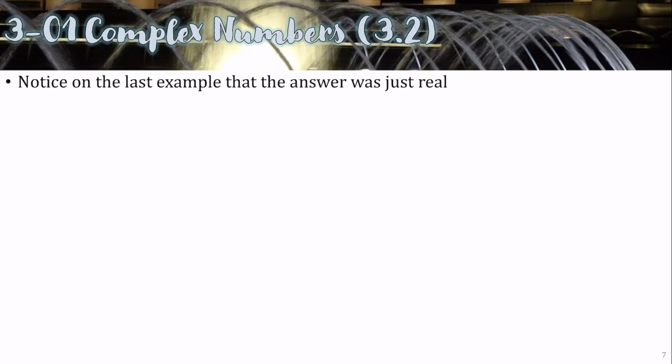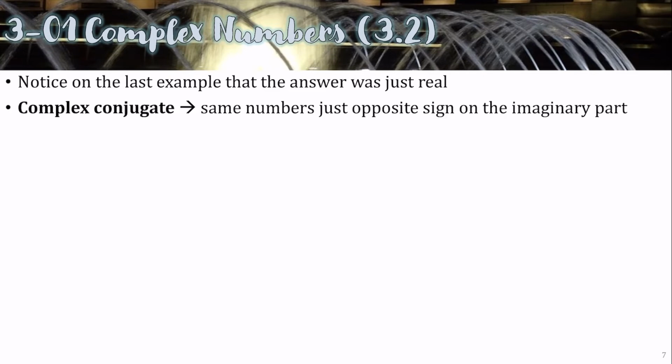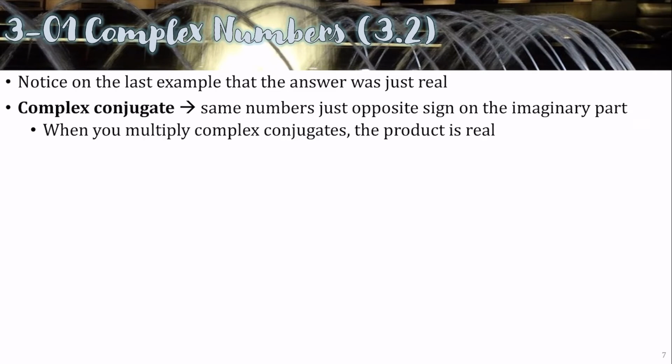All right, in that last example, the answer was just real. It was just a 5. Those were complex conjugates, which are the same numbers, just opposite sign on the imaginary part. When you multiply complex conjugates, the product is real. So 1 plus 2i, 1 minus 2i. Notice the 1 and the 2i are the same. The only difference is the sign in the middle. Those are complex conjugates.